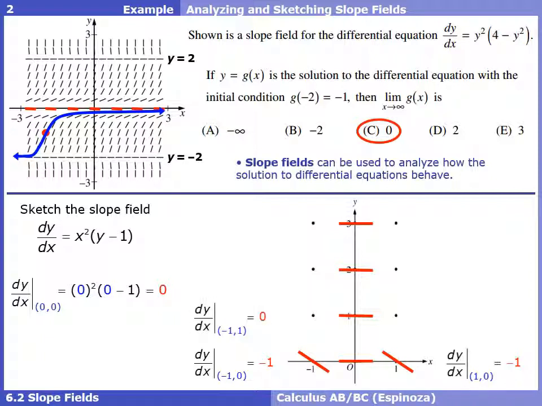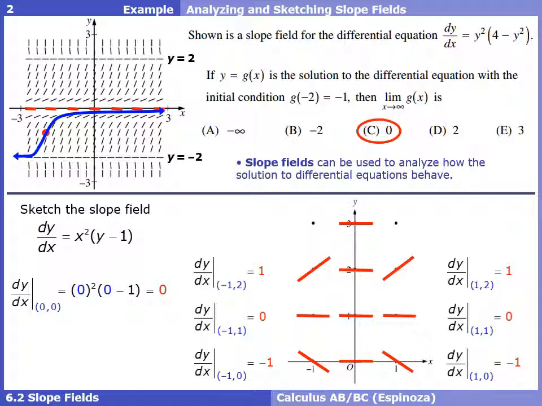At -1, 1, we get another slope of 0, and also on the other side at 1, 1, we'll get a slope of 0. At -1, 2, we'll get a slope of 1. So we'll draw that appropriately sloped line. And on the other side, again at the point 1, 2, we'll get a slope of 1. Here's the key to these slope fields.